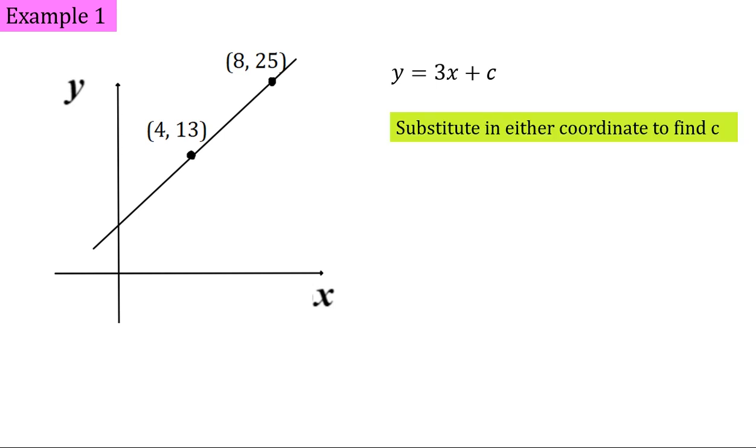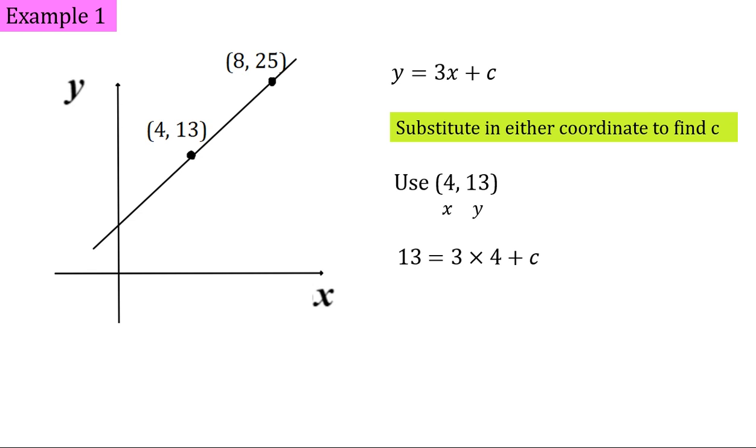We substitute in either coordinates. We can pick, it doesn't matter which one. I'm just going to pick this one because it's smaller numbers, but you could use either. Okay, so I'm going to use 4, 13. So when x is 4, y is 13. And I'm going to substitute x for 4 in here and y for 13. Put that into my equation.